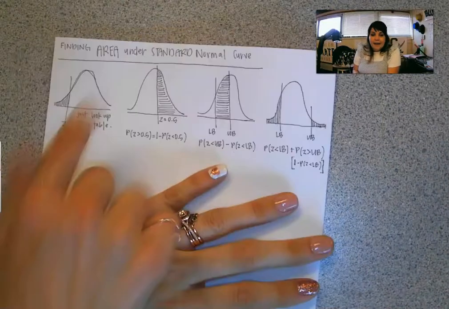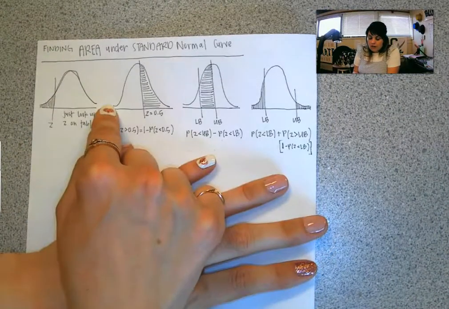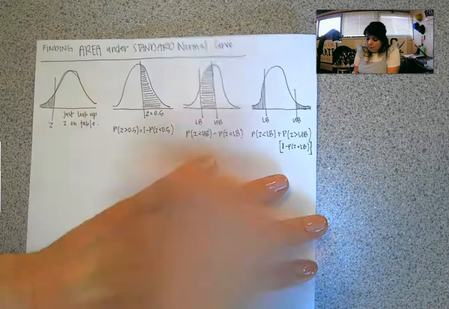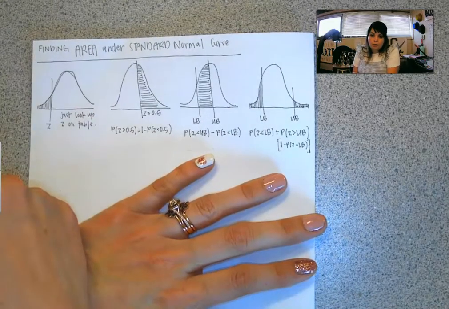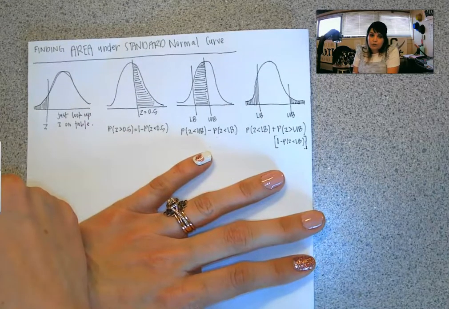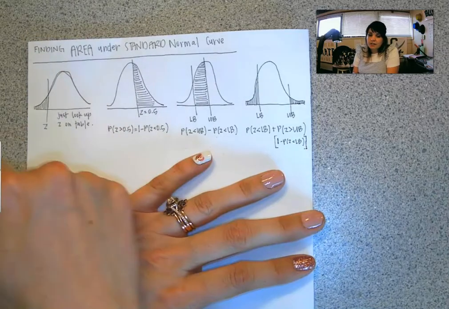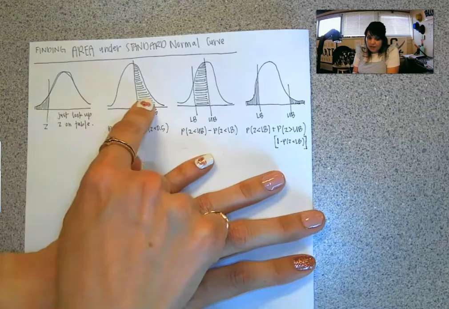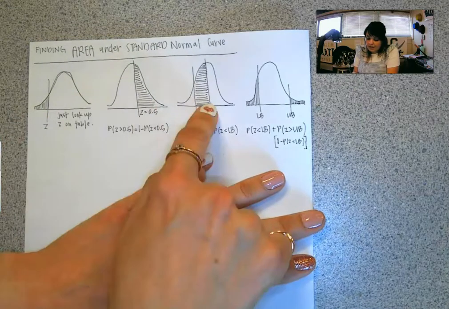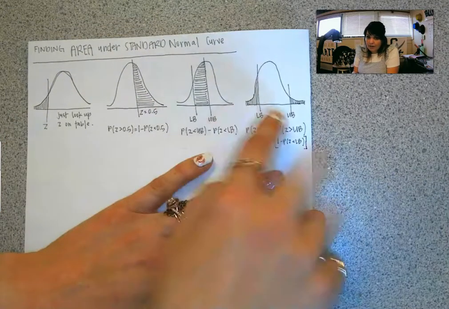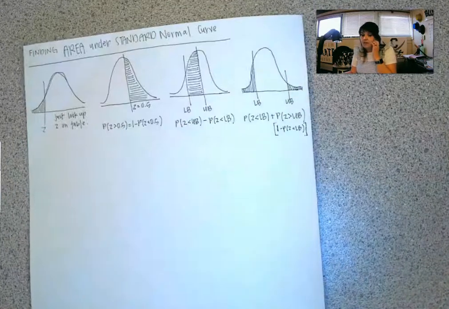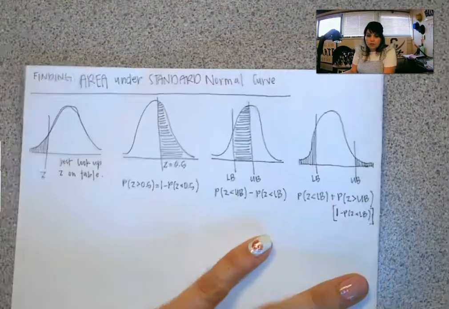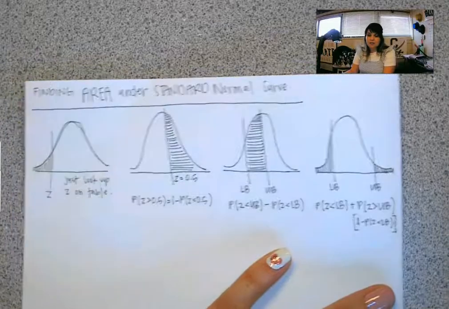So on the back of this overview, I wrote a reminder to myself of how to find all of these areas under a normal curve. So an area to the left, an area to the right, an area in the middle, and an area on the outsides. I just wrote symbols. I did not give any specific values.